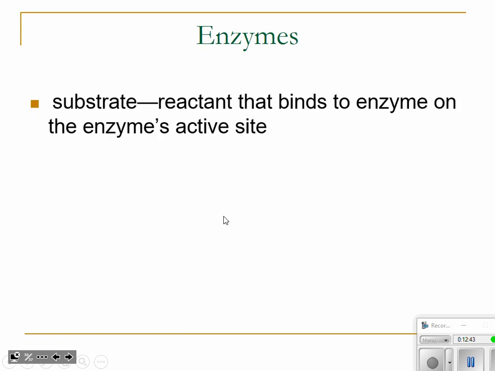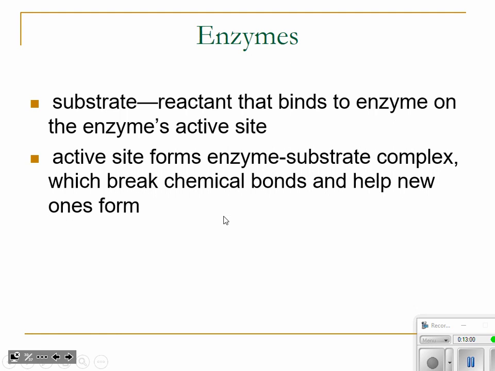A substrate. A substrate is the reactant that binds to the enzyme on the active site of the enzyme. The active site forms an enzyme-substrate complex which breaks bonds and makes new bonds. It'll break chemical bonds and it'll help make new chemical bonds.